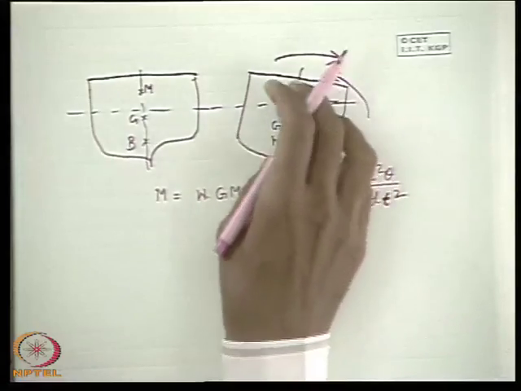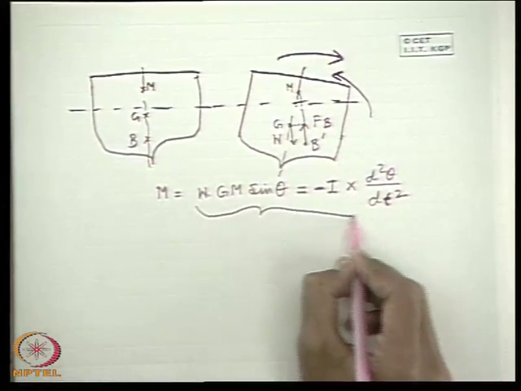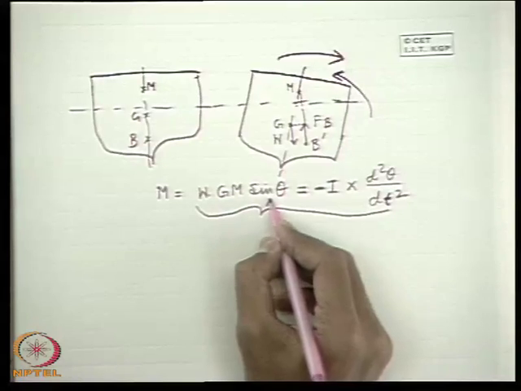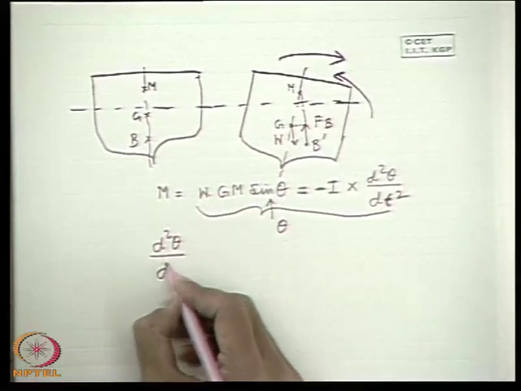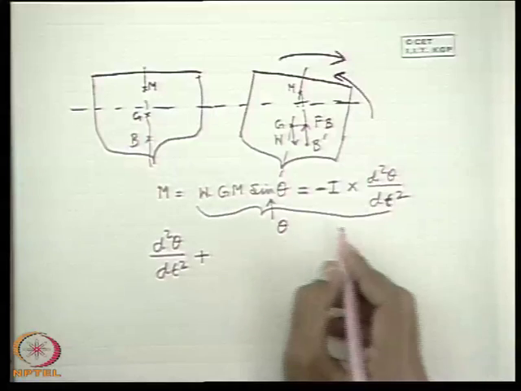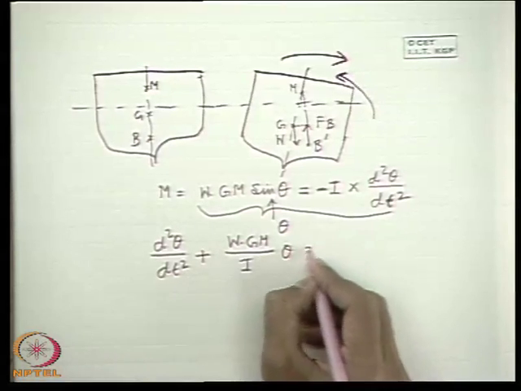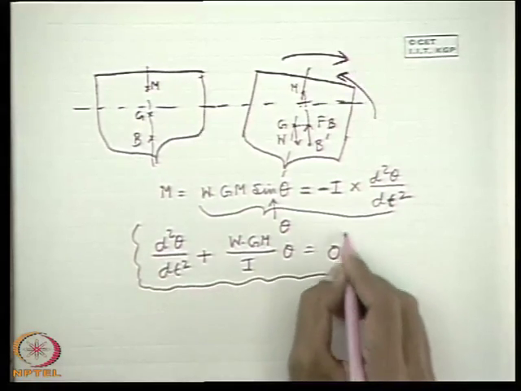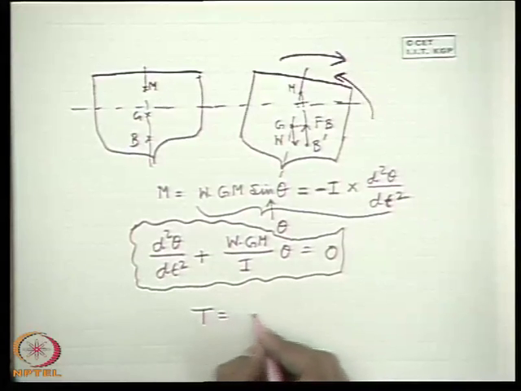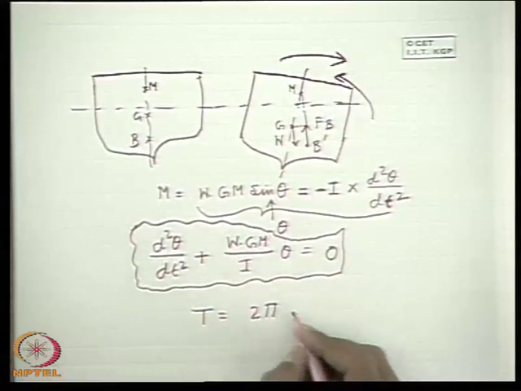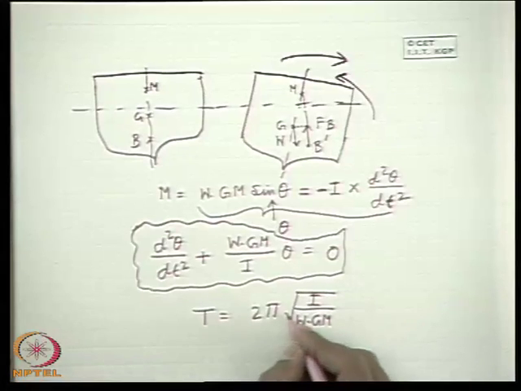That means if we consider the rolling of the ship, we can write the equation for the angular position with respect to time by this, considering the theorem of conservation of angular momentum. For small angle theta, sin theta can be replaced by theta. And if I write this, the equation is ultimately transformed to d square theta by dt square plus W into GM, where GM is the metacentric height, divided by I, into theta equals 0. Therefore, we see that we have a simple harmonic motion for the angular displacement, that means for the rolling of the ship, whose time period T can be written as 2 pi times the square root of I divided by W into GM. This you know from your simple mathematics. So this is the time period of roll.